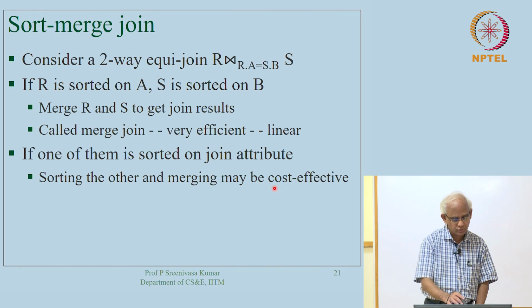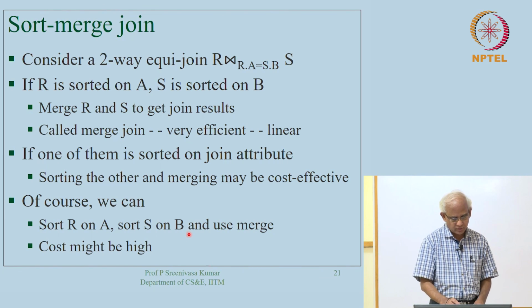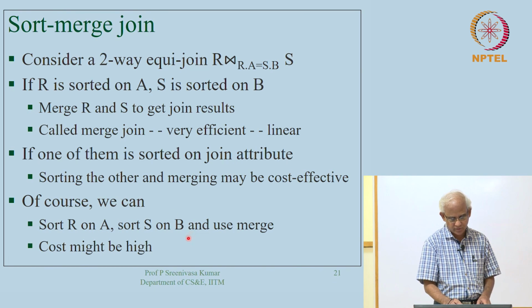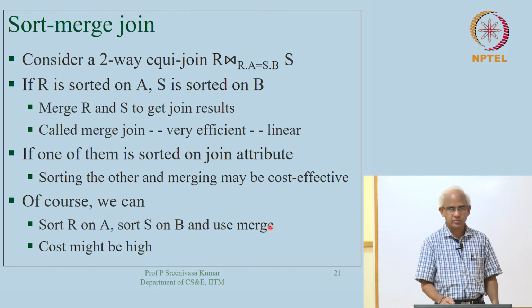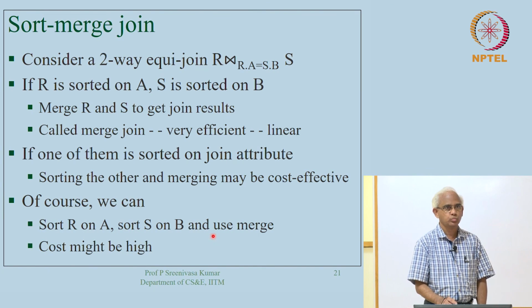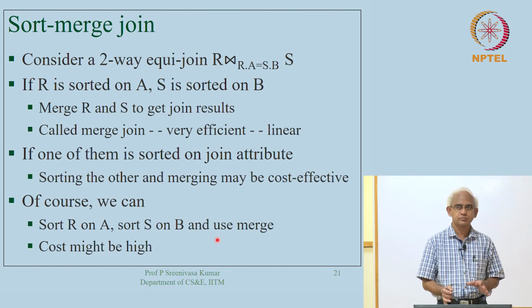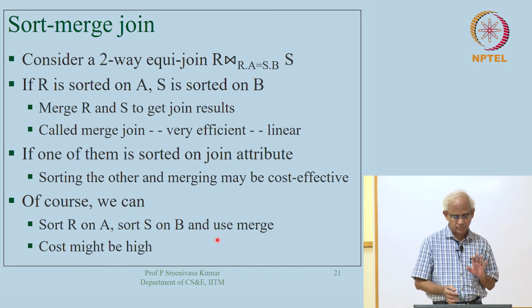Of course, you can use this sort merge join on any two data files, by first sorting R on A and sorting S on B and then using a merge. But that is likely to be costly because, as we have seen, sorting itself is a costly operation. So, these are the various options that we have while producing joins. If nothing works, the worst case is the nested loop join.